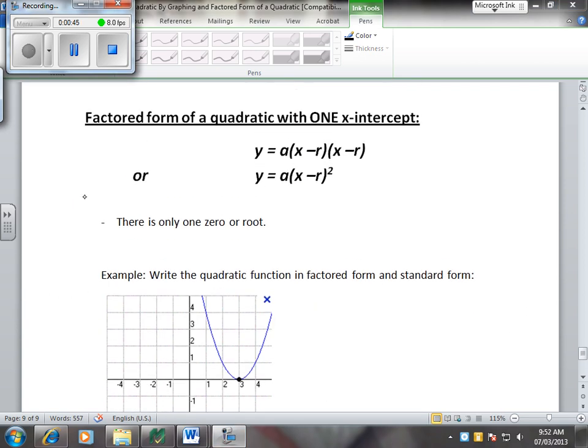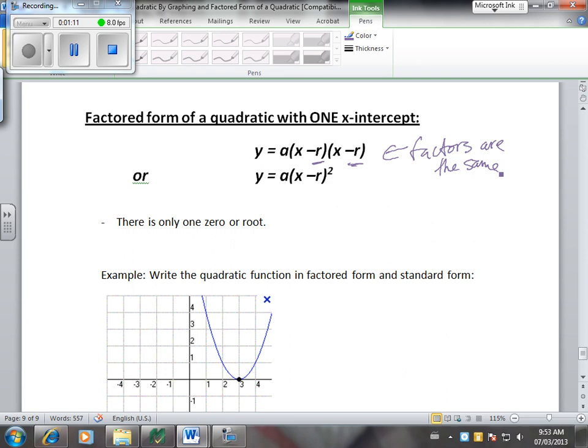Okay, so we talked about how a parabola can have one root, two roots, or no roots. So let's look at what it looks like if it only has one root. Okay, and what will happen is, here you see that in our factored form we have x minus r and x minus r. So it's the same root because the factors are the same. So then we only have one root.